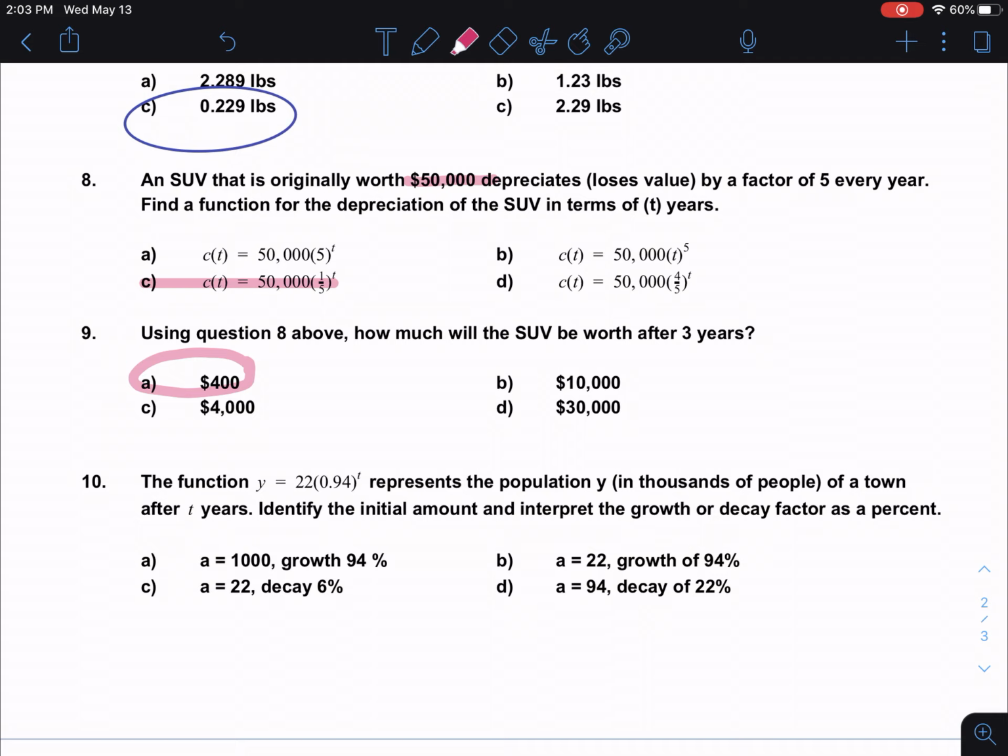Okay, so we have this function right here. Remember, 22 is the initial value, 0.94 is the growth rate, and t is the time. Y is the population after t years. Identify the initial amount, which we said was 22, and the growth or decay factor, so it's growing by 94%. And that one's B.